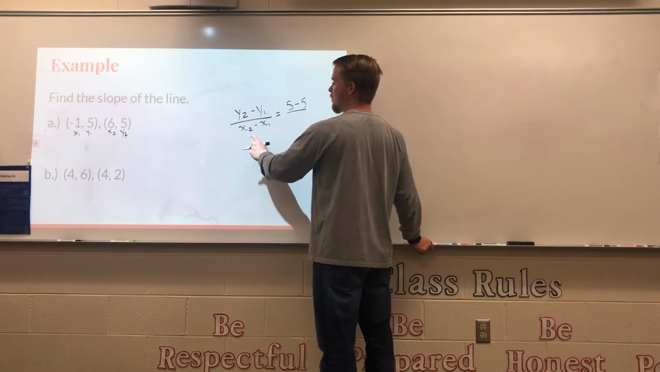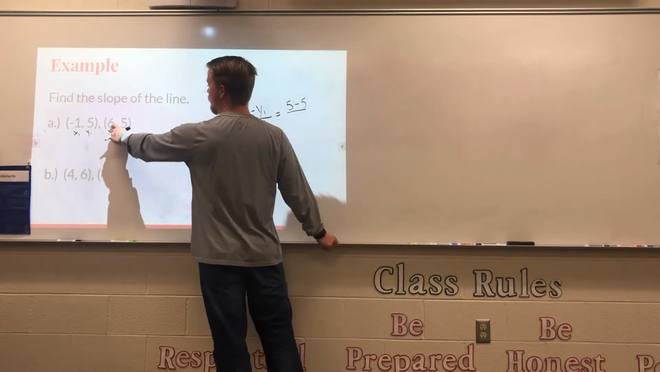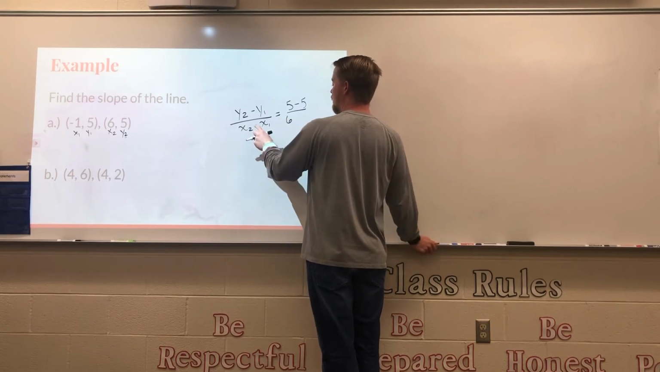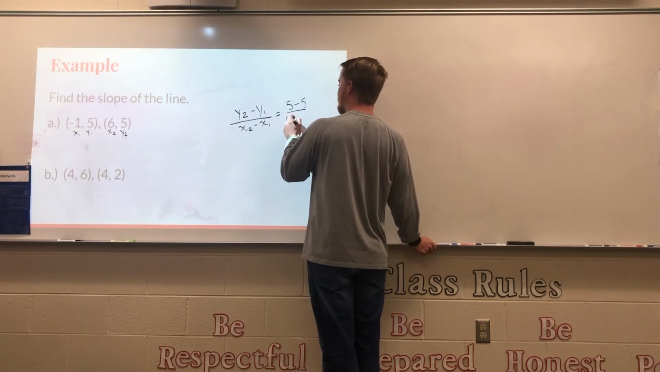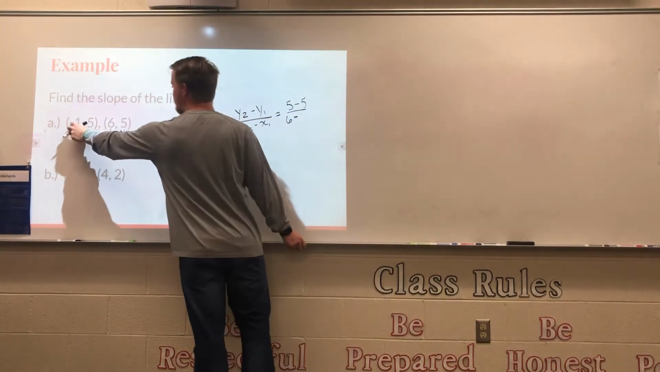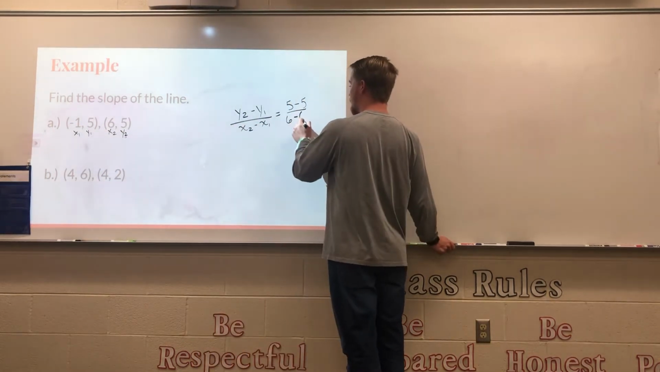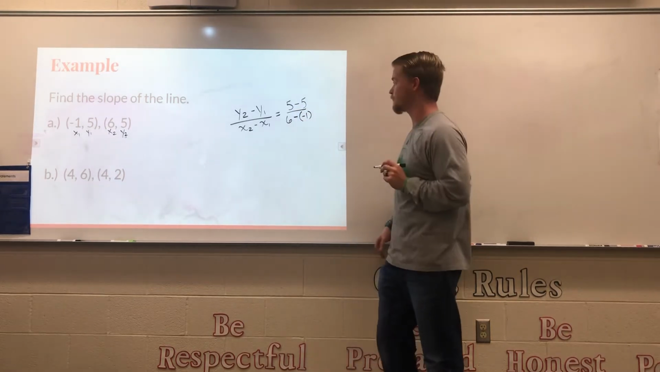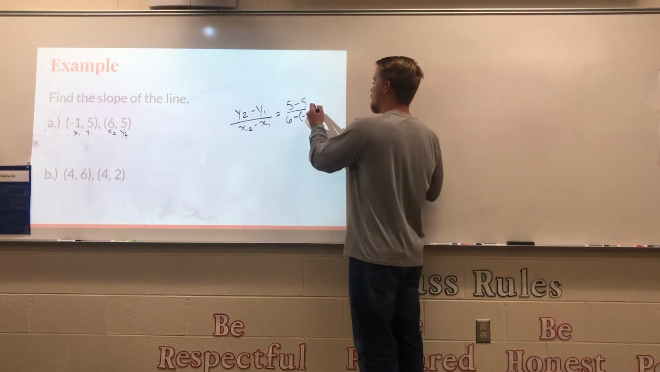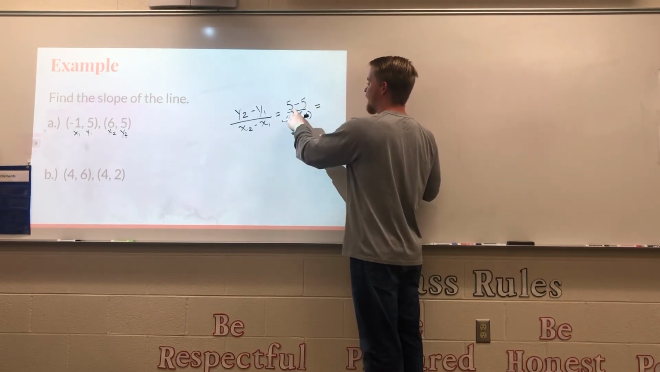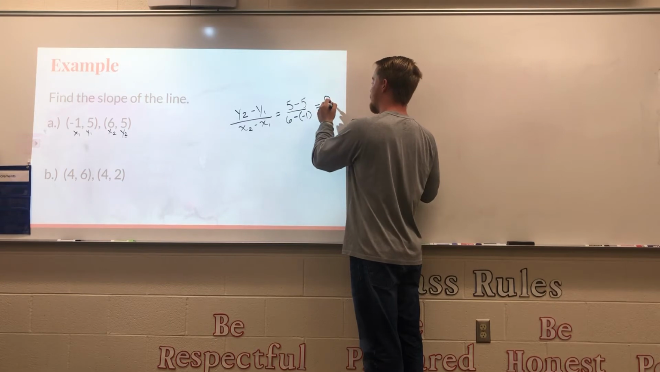x2, I look over, x2 is 6, so 6. And again, I'm going to write my minus sign before I even look what the x1 is. So minus, and then I look what x1 is, and it is negative 1. So I'll just put in parentheses negative 1, like that. Okay, so then I'm going to work this out. I'll do the top first, then the bottom. 5 minus 5 is 0.